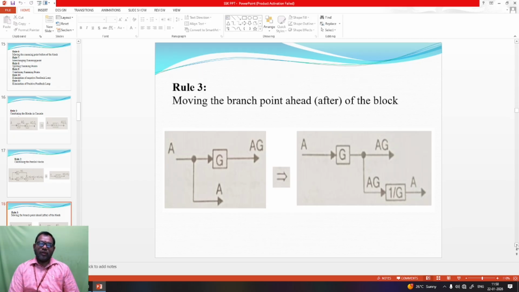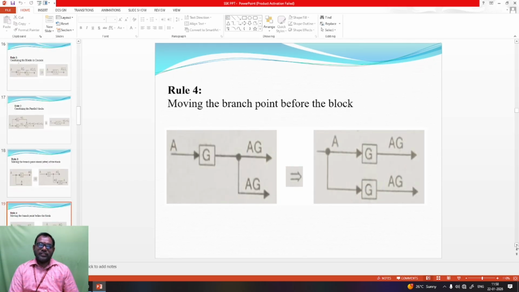Similarly, rule number 4 is for moving the branching point before the block. We will discuss it now. See the diagram for moving the branching point before the block. G is the block and A is the input. Before G we move or shift the branching point. Then we get the output A into G for both outputs. So this is rule number 4 in the block diagram reduction method.